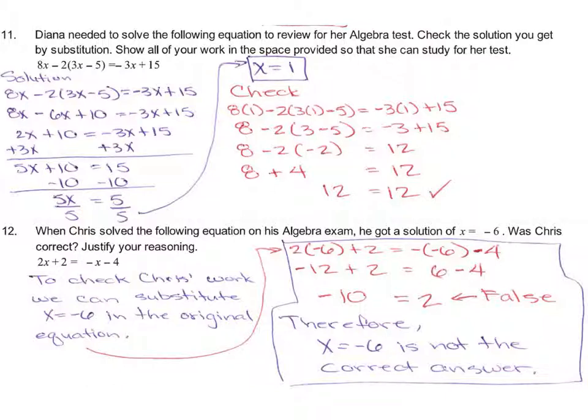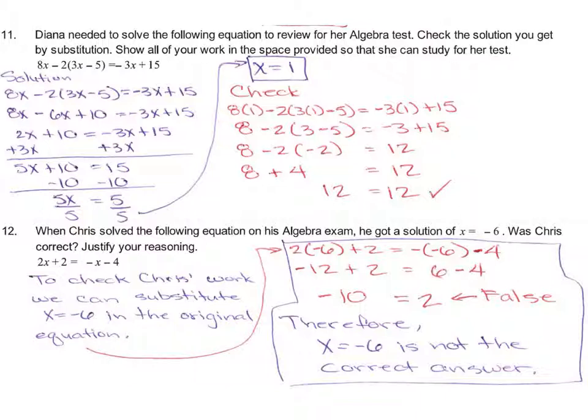Now for this next problem, we are trying to see if the solution that Chris got, x is equal to negative 6, is correct for this problem right here. There's two ways you can do this. You can actually solve this and see if it matches what Chris got, which is x is equal to negative 6.